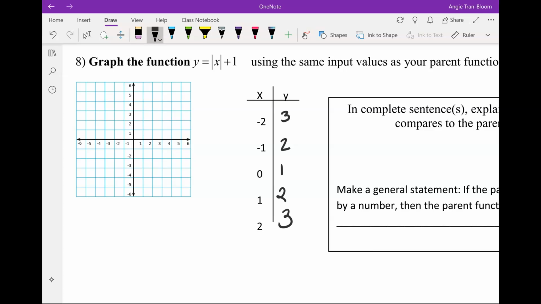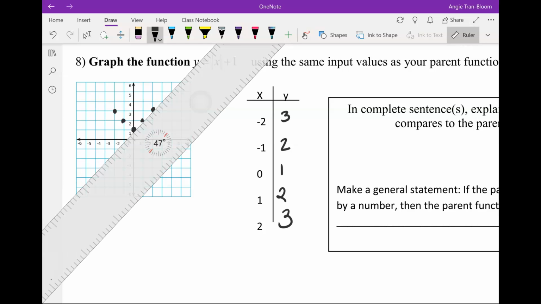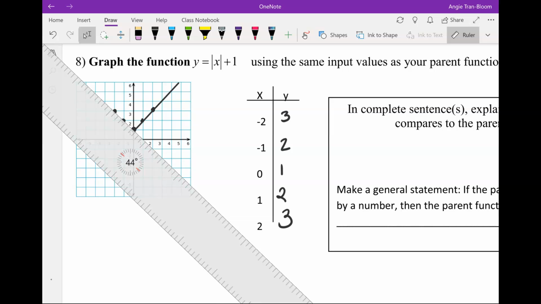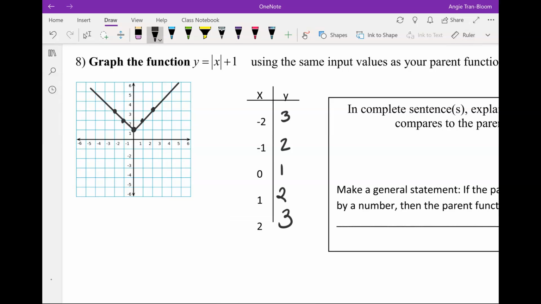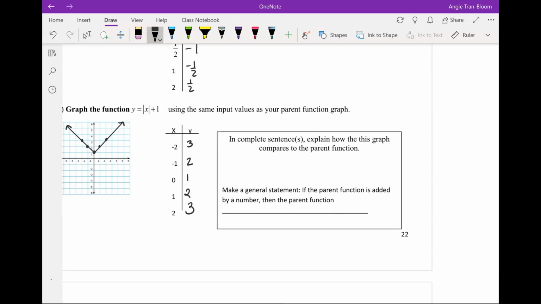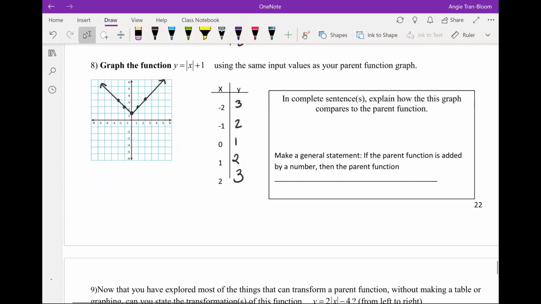Here we go. Let's plot. -2. We are going to plot a dot at 3. -1 is 2. 0, go up 1. And symmetry. Perfect. And let's use your ruler, aka your straight edge. Okay, take that. Compare that to the parent. What do you see? Madeline, you and team, give me 1.